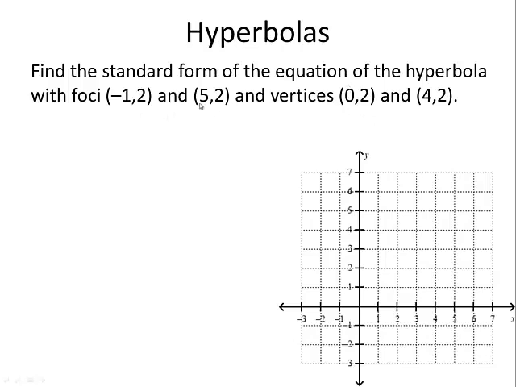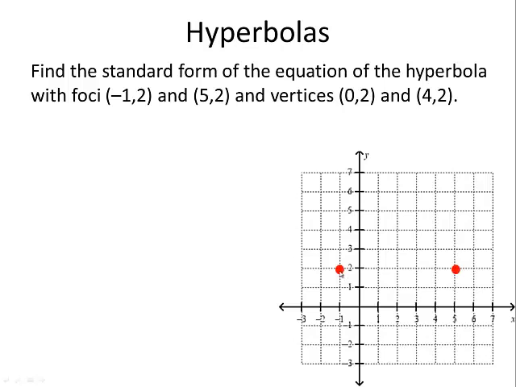The center between -1 and 5 should be 2, because if you add -1 plus 5, that's 4. 4 divided by 2 is 2. If you take the average between 2 and 2, that's also 2. 2 plus 2 is 4, divided by 2 is also 2.